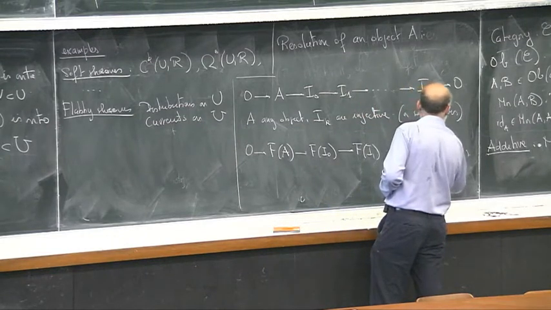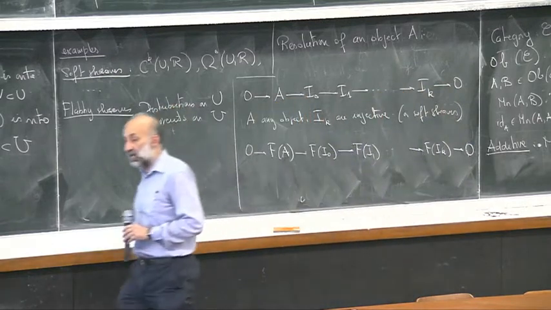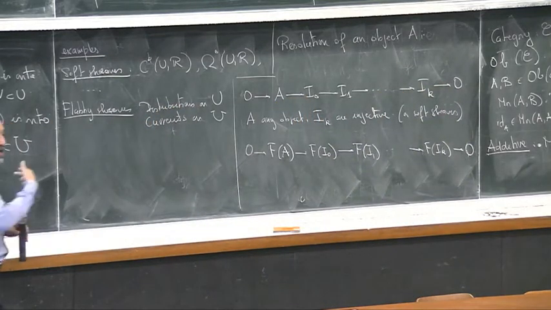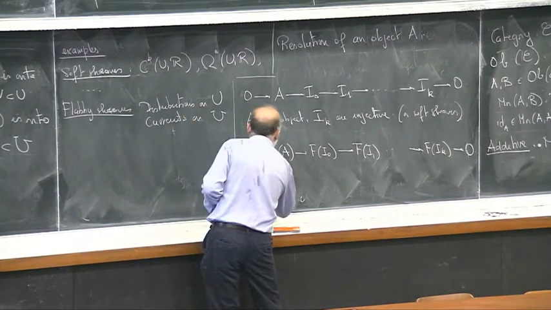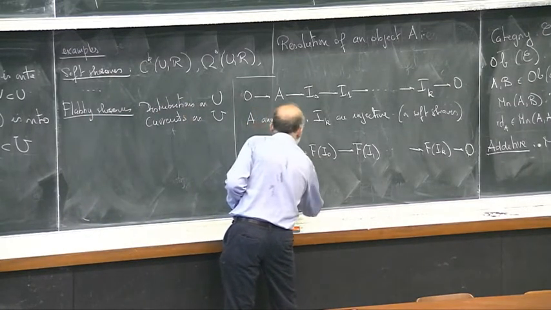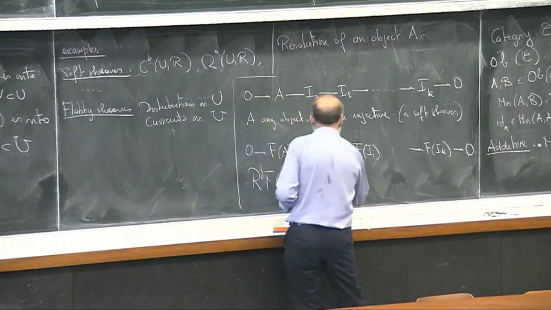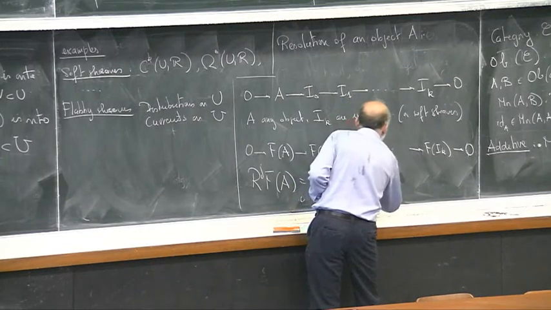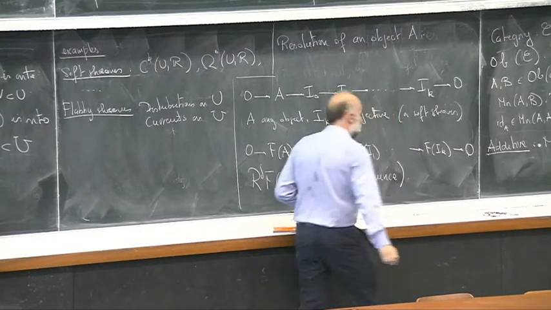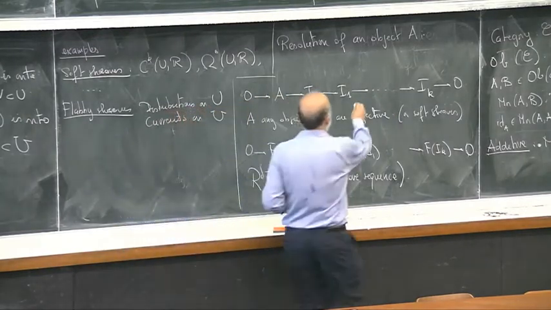Now, this is not an exact sequence anymore, so it has cohomology. And then you define Rj of f of A to be the J cohomology of the above sequence. So this should be exact, of course, here.